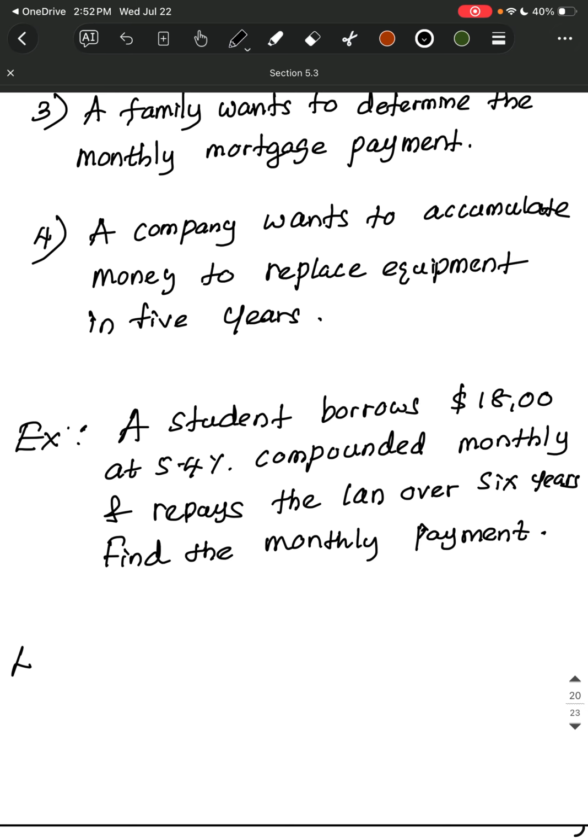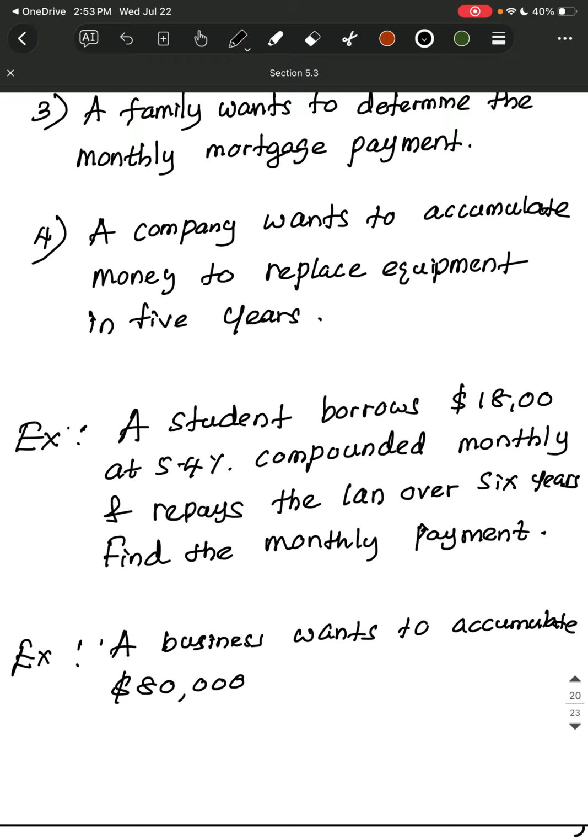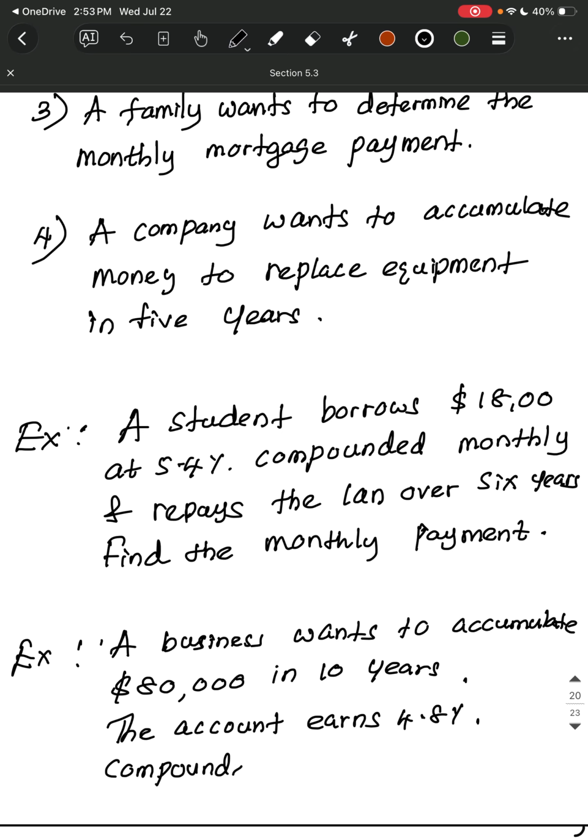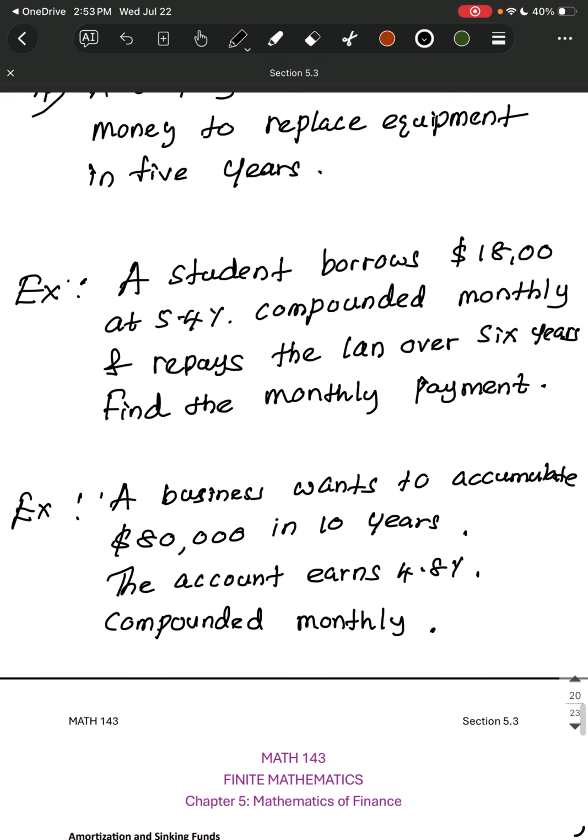Exercise number 3, self-exercise. A business wants to accumulate $80,000 in 10 years. The account earns 4.8% compounded monthly. Find the required monthly deposit.